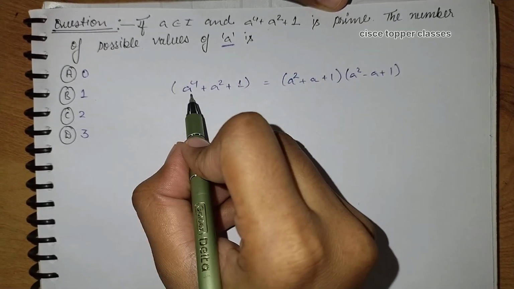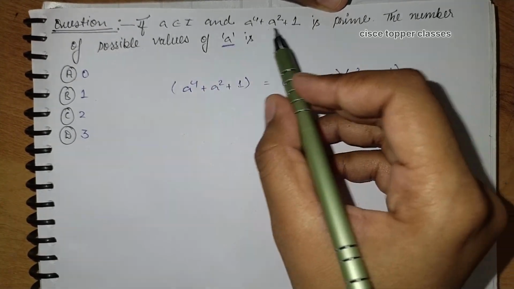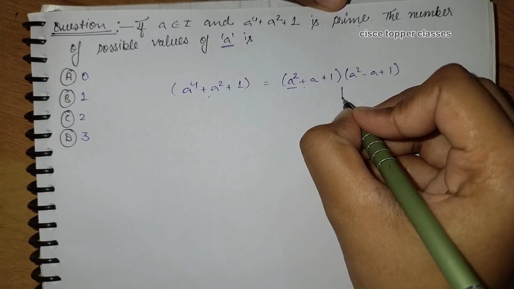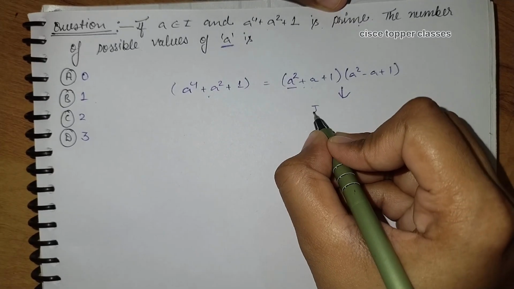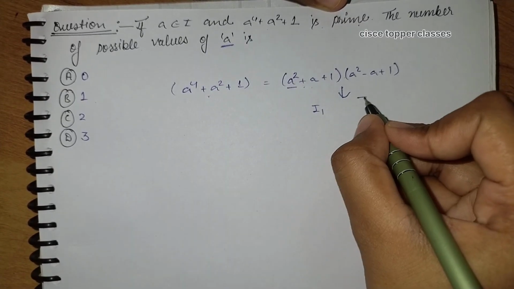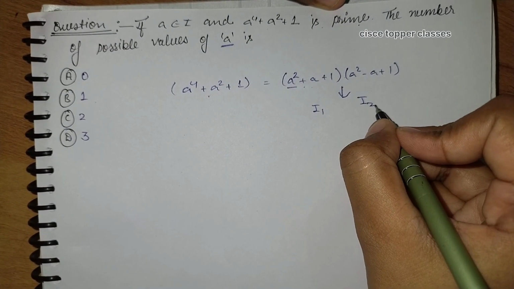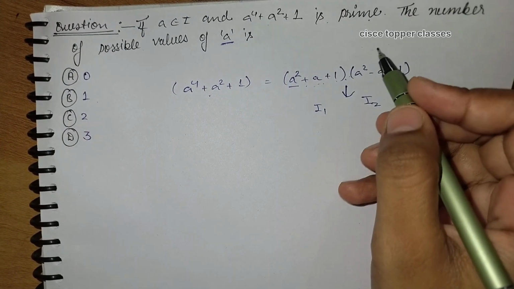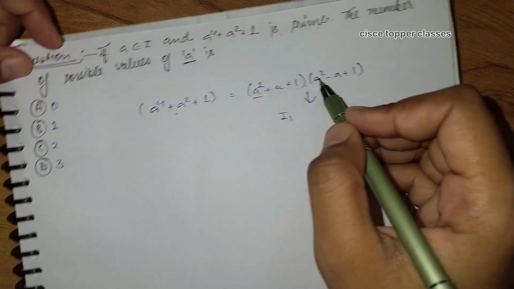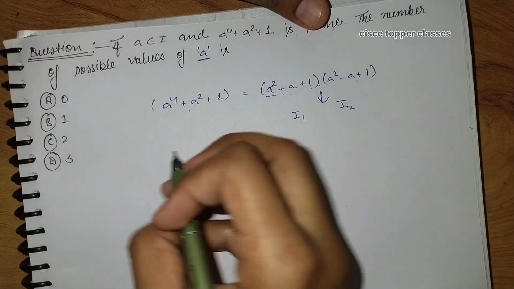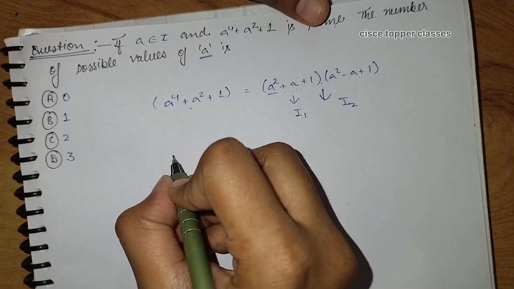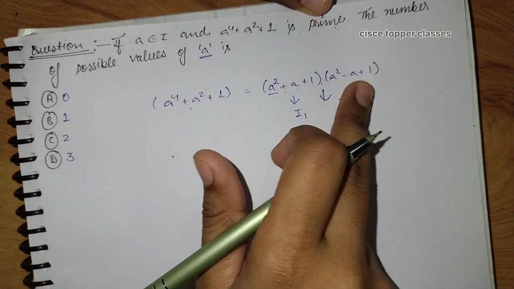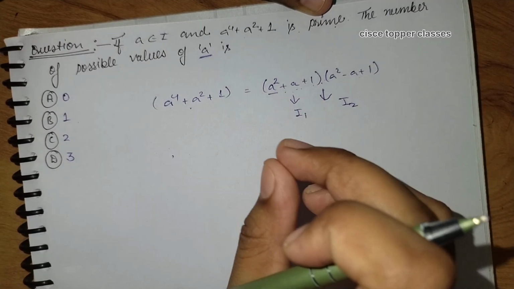And it is said in the question that a belongs to integer and the multiplication of that part is prime. So we can say two cases will arise. This part will be an integer and this part will also be an integer only, because integer squared plus integer plus 1 is an integer, and integer squared minus integer plus 1 is also an integer. We can say the multiplication of two numbers can be prime only when one number is prime and the other number is equal to 1.